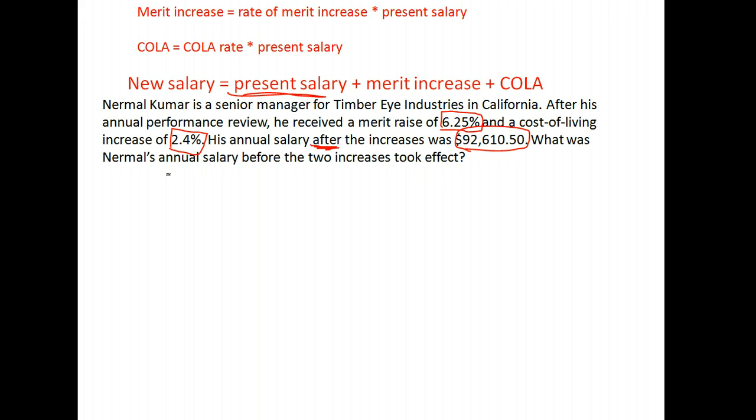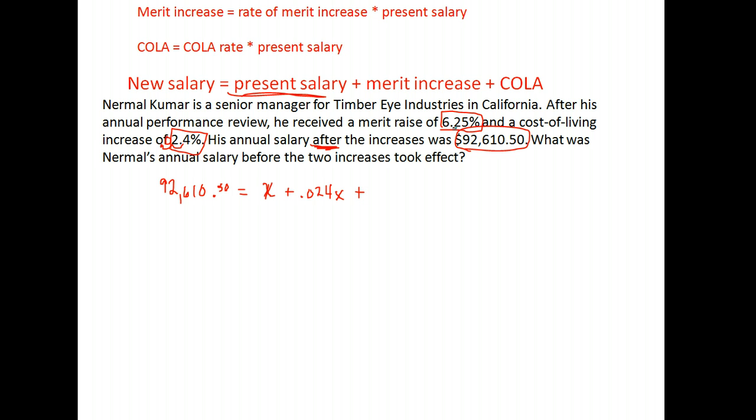So we're supposed to have new salary equals, so new salary was $92,610.50. That's supposed to equal the present salary. Well, we don't know what the present salary is. That's what the problem was. So we call that X. Plus his merit increase. Now his merit increase was 2.4% of his present salary, so we're going to put 0.024x, because remember, to find that we would take 0.024 times his present salary, and that's what we don't know.